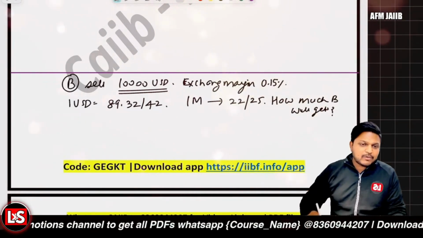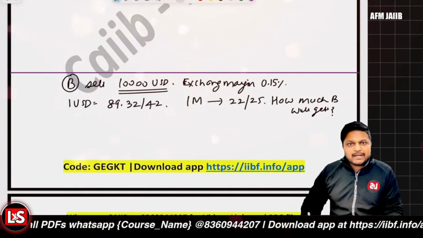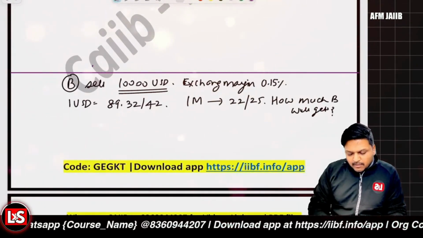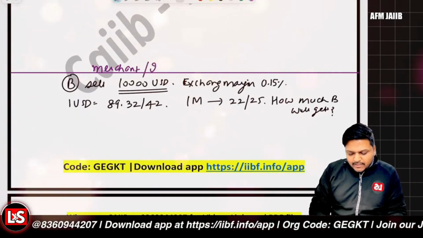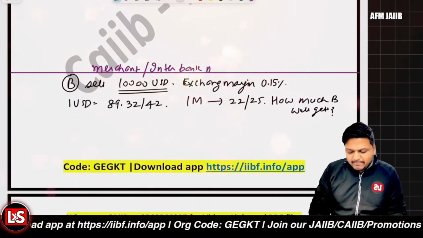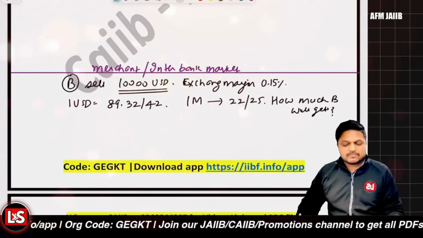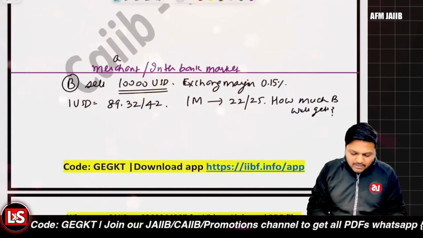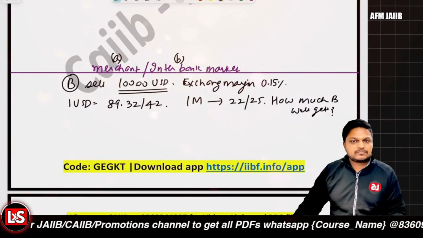Now, how can we calculate this? First of all, try to understand the part. What rate would be applicable? It would be the merchant rate which will be applicable, or it will be the interbank market rate which will be applicable. Which rate will be applicable here? A is for the merchant rate, B is for the interbank market rate.